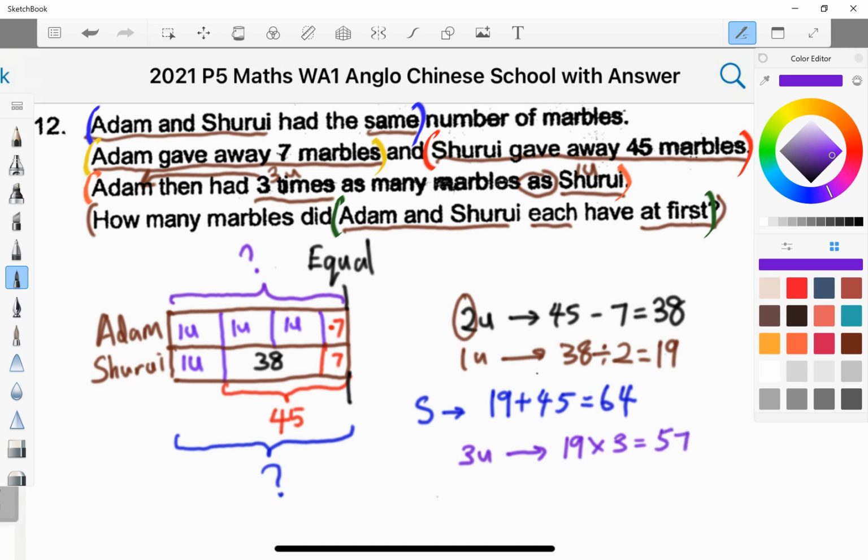Then my next step, I'll use 57. Since Adam gave away 7, I'll add back 7. I'll return 7 marbles to Adam, and my answer will be none other than 64, which matches what we found earlier, which is why I can give myself a smiley face. Yay! So this is my checking. And my final answer will be 64. And 64 is the answer for how many marbles Adam and Shure each had at first.